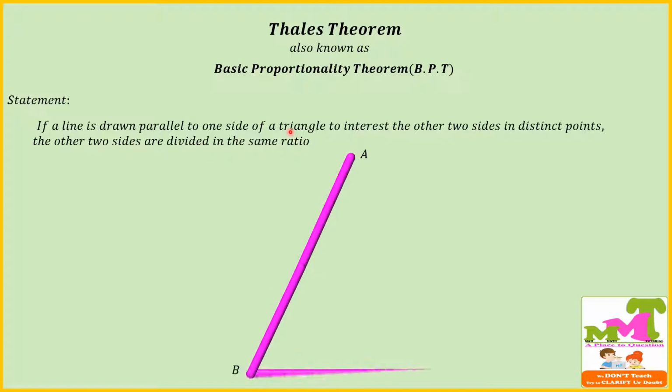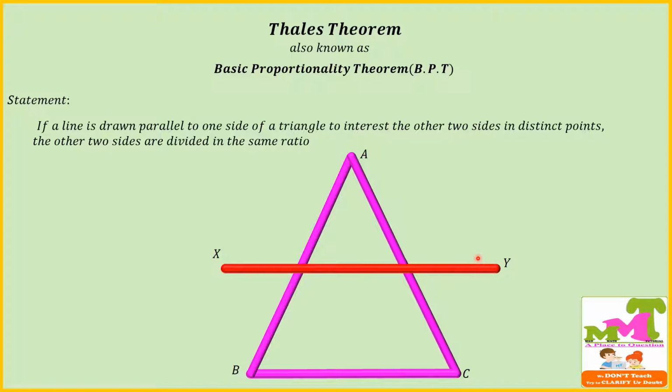First of all, let us consider a triangle ABC. In triangle ABC, let me draw a line XY which is parallel to BC. Then the other two sides are AB and AC, which are divided in the same ratio. What I mean is, AD divided by DB is equal to AE divided by EC.